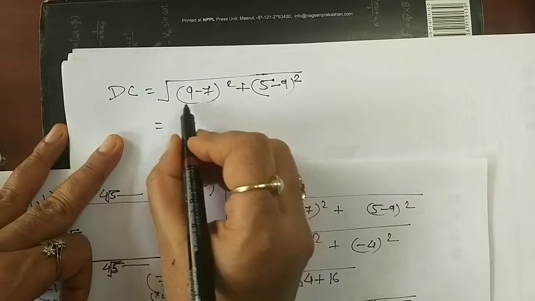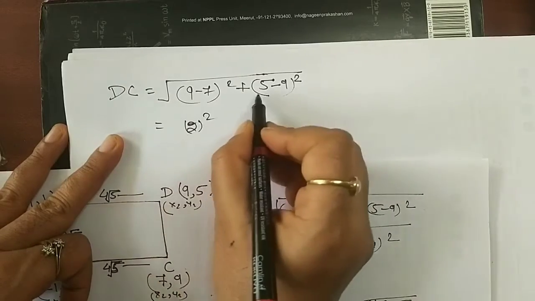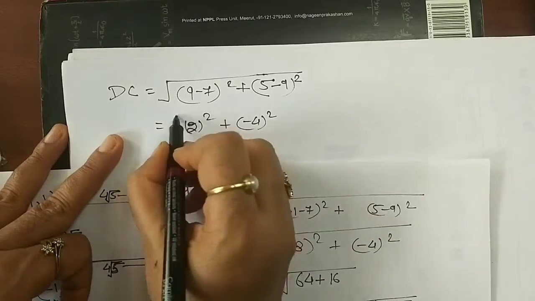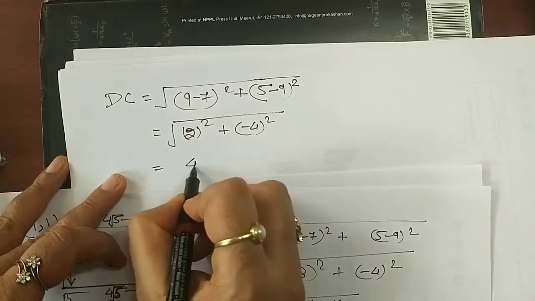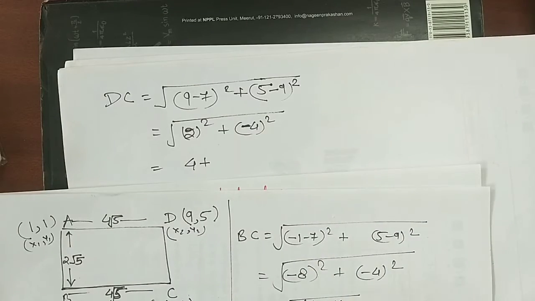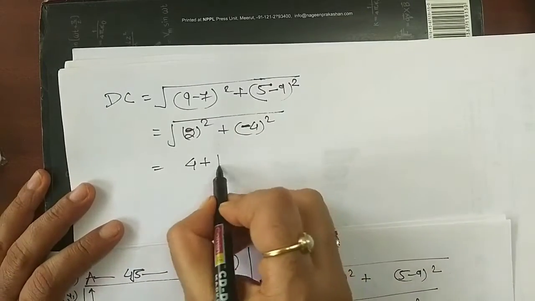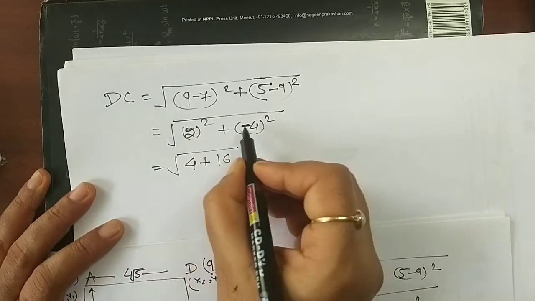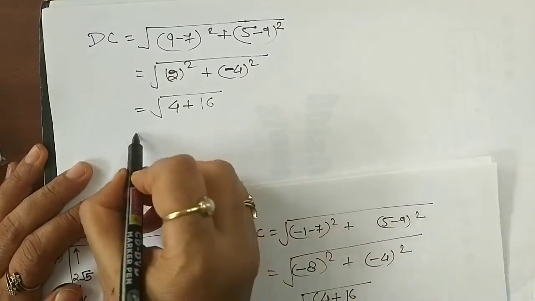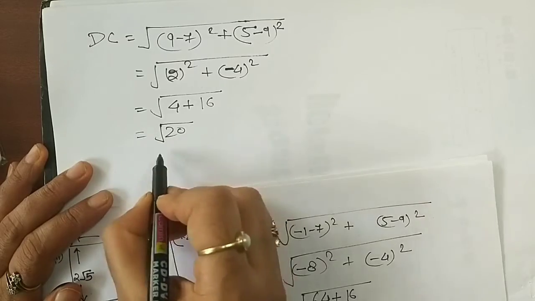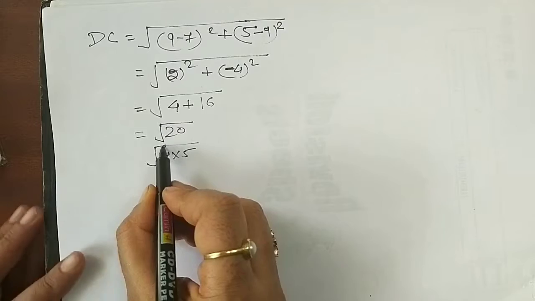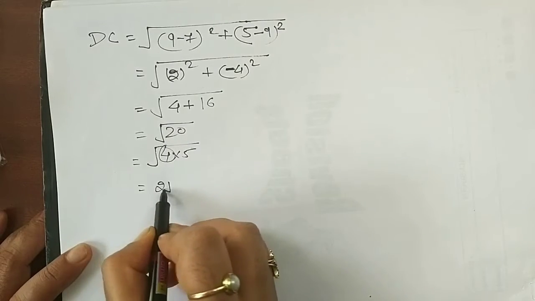Okay, so this is what? 2 square, and 5 minus 9 is minus 4 square. Okay, so 2 square is 4, and any minus number, when we square, it becomes plus, right? So it is plus 16. Any minus number square becomes plus. Okay, so 16 plus 4 is 20. Can I write it 4 into 5 root? And if 4 will come out of root, it will become 2 root 5.